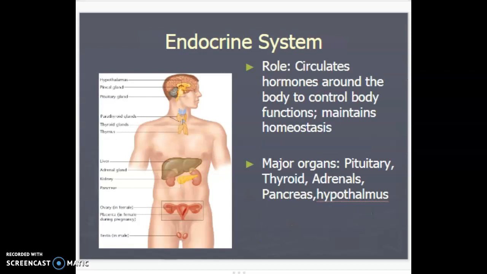The endocrine system is going to help circulate hormones around the body and control its functions. So the endocrine system is going to maintain homeostasis by releasing hormones. One of the major organs is your pituitary gland. You also have your thyroid, the adrenals, the pancreas, and the hypothalamus are all there to release hormones to maintain homeostasis.